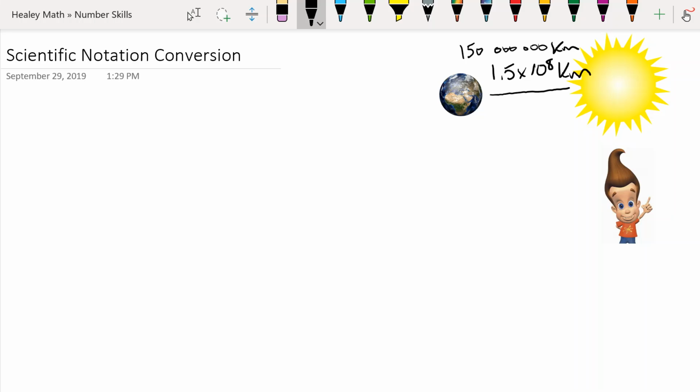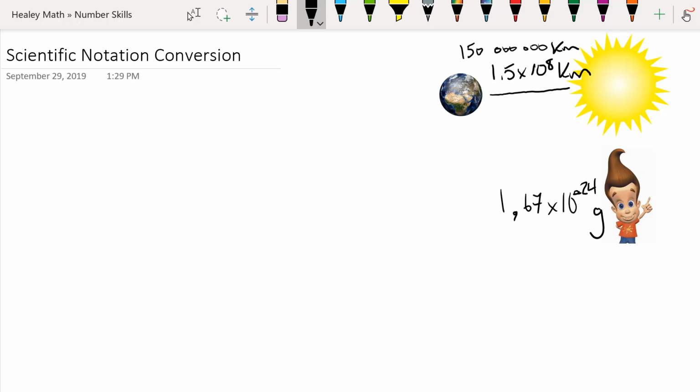In the case where we're trying to measure a really small number, say like the mass of a neutron, the mass of one neutron is roughly 1.67 times 10 to the negative 24 grams. That's really small. Today we're going to be looking at how we convert from standard form to scientific notation.